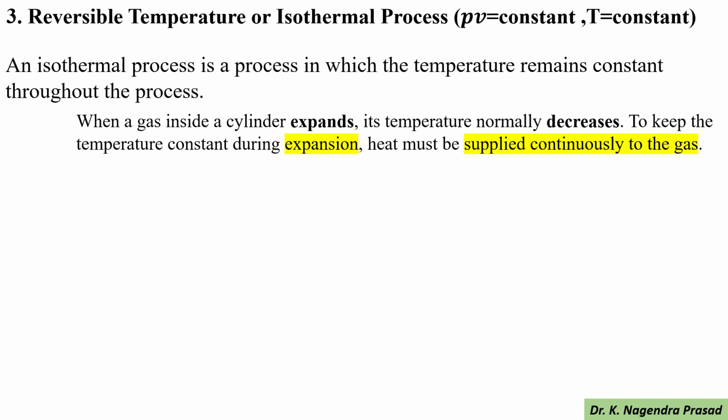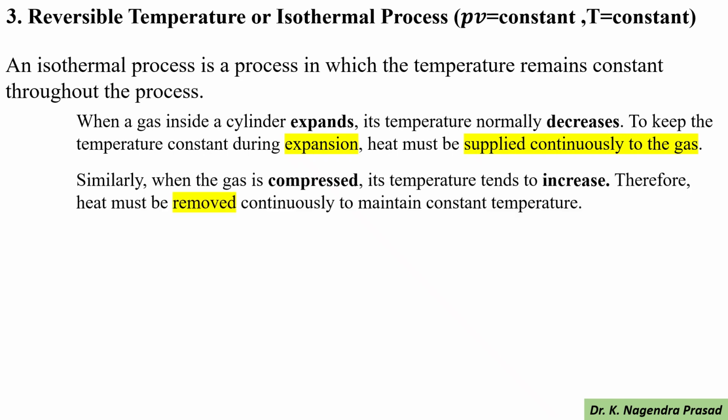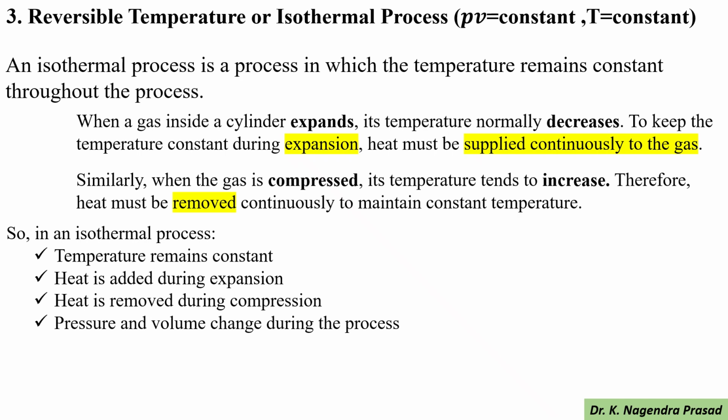So to keep the constant temperature during the expansion, heat must be supplied continuously to the gas. Similarly, we know that when the gas is compressed, then its temperature tends to increase. Therefore, heat must be removed continuously to maintain constant temperature. So in an isothermal process, temperature remains constant, and heat is added during expansion and heat is removed during compression.